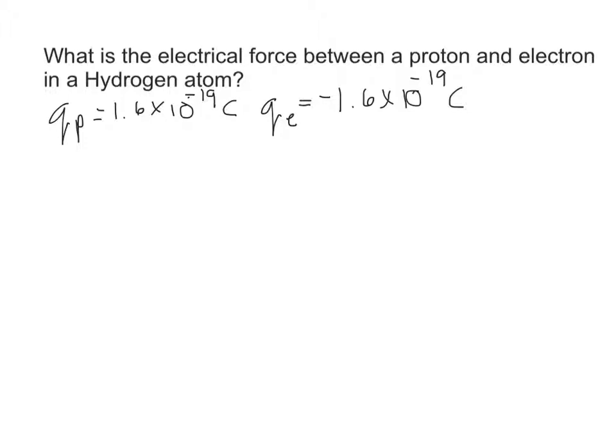In this problem, we're going to assume an average distance between the electron and the proton, and for those in a hydrogen atom, it's about 10 to the minus 10 meters. And so now we just need to plug these in and solve.